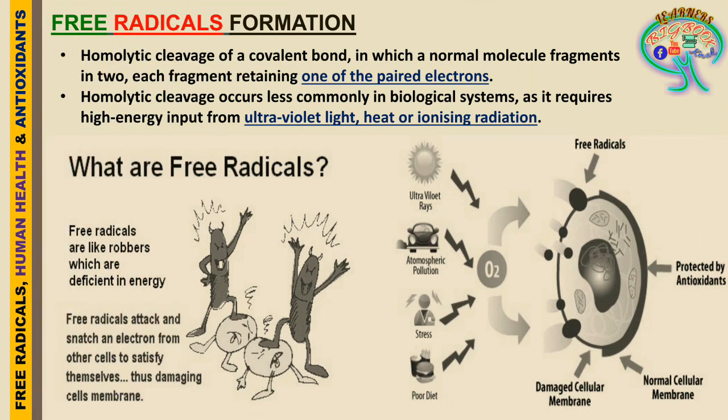Free radical formation. Here, homolytic cleavage of a covalent bond is one in which a normal molecule fragments in two, each fragment retaining one of the paired electrons. Now, when you are going to consider homolytic cleavage, when there is the formation of the molecular structure, there will be the sharing of the electrons between the two different atoms or the molecules within the particular compound.